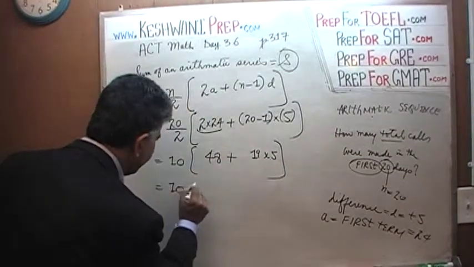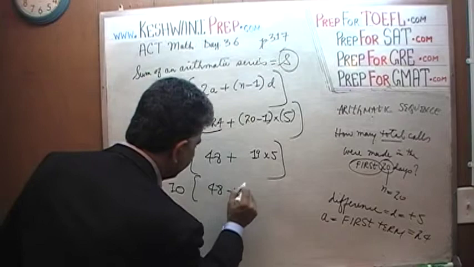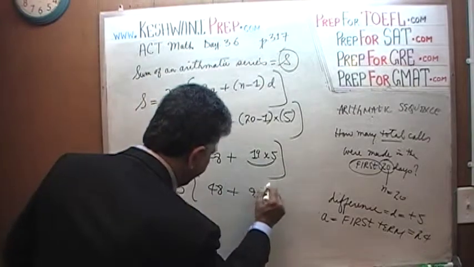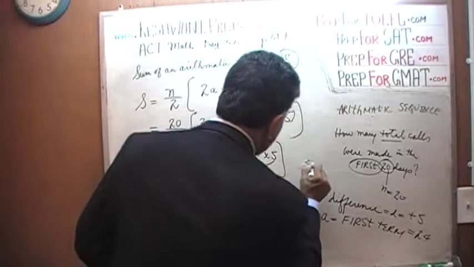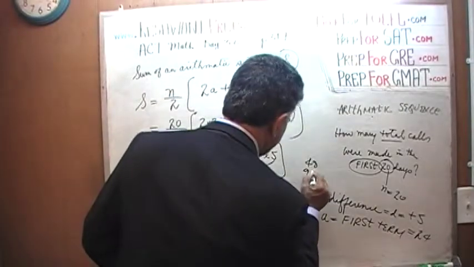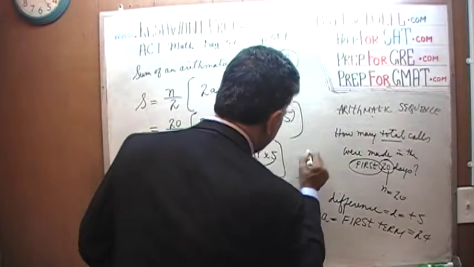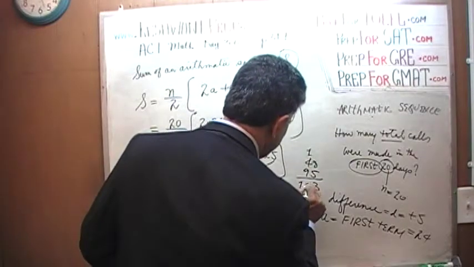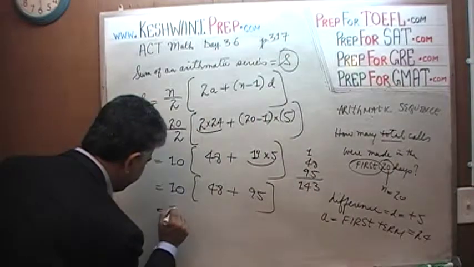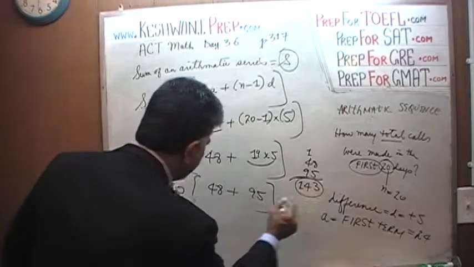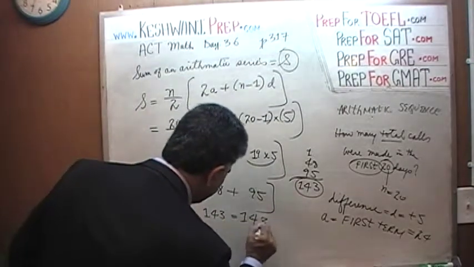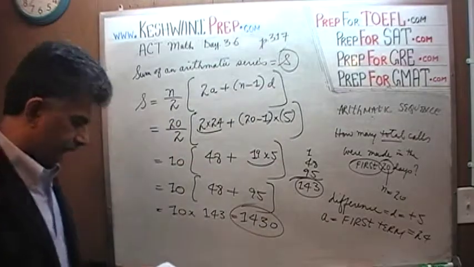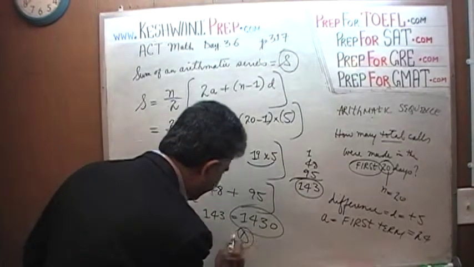So it's 10 times 48 plus this amount, 95. 48 plus 95: 13, carry 1, 10 plus 4 is 14, there we go. So it's 10 times 143, which is 1430. And that's all. And the answer is D.